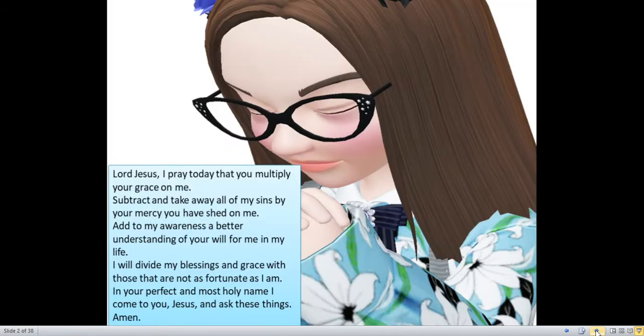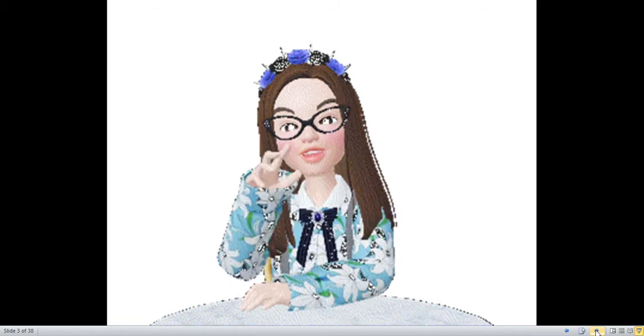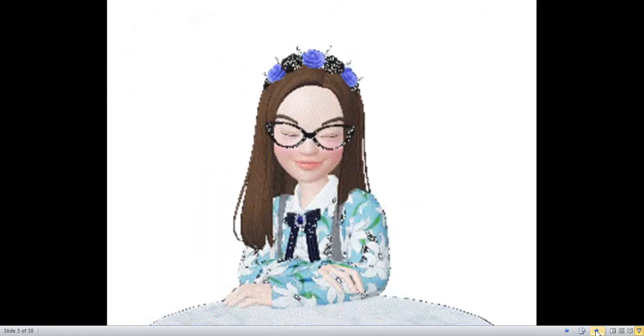First, let us start with a prayer. Lord Jesus, I pray today that you multiply your grace on me, subtract and take away all of my sins by your mercy you have shed on me. Add to my awareness a better understanding of your will for me in my life. I will divide my blessings and grace with those that are not as fortunate as I am. In your perfect and most holy name, I come to you, Jesus, and ask these things. Amen.